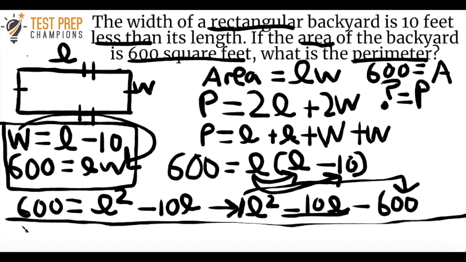So one pair could be 10 and negative 60. All right, 10 times negative 60 gives us negative 600. You could reverse this and do negative 10 and 60. Negative 10 times 60 will give us negative 600 as well. But the problem here is that 10 plus negative 60, or negative 10 plus 60, are not going to add together to give us negative 10.